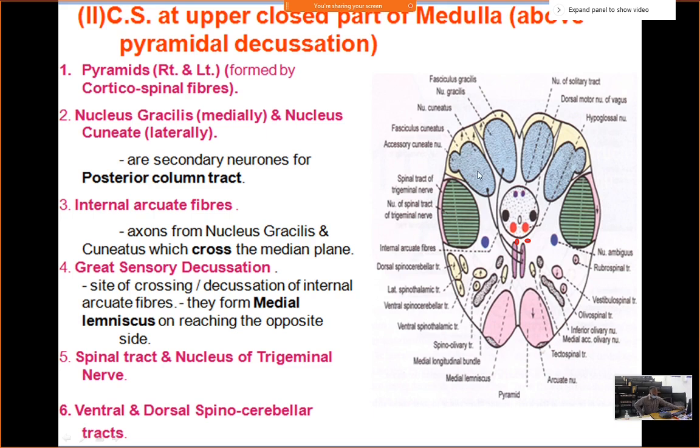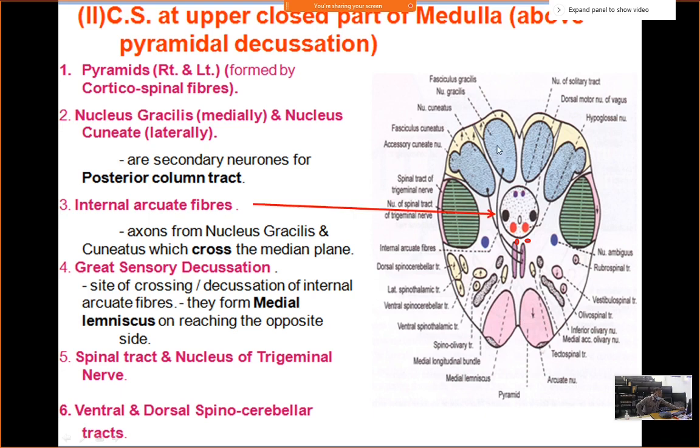So at the level of the sensory decussation, or you can say at the level of the upper closed part of the medulla oblongata, what will happen? Dorsally, these nuclei get detached, while at the lower level, at the level of the pyramidal decussation, they are a strip-like elongation dorsally. Now that elongated part completely detaches to form the nucleus. That is our gracile nucleus, cuneate nucleus. Ventrally, this is our pyramid. There is no doubt, the pyramid is there.